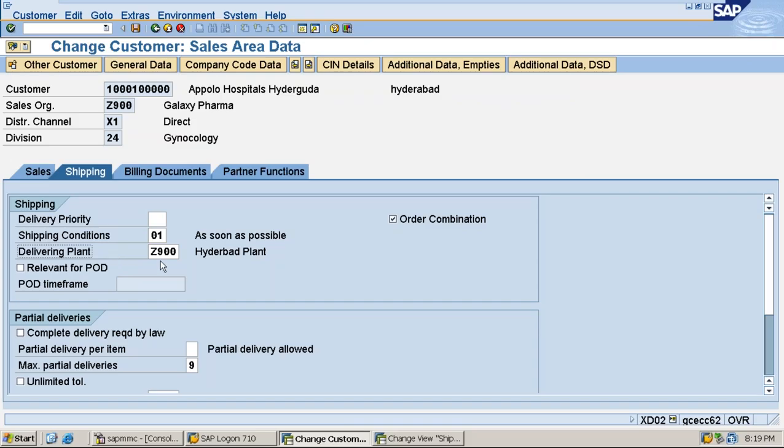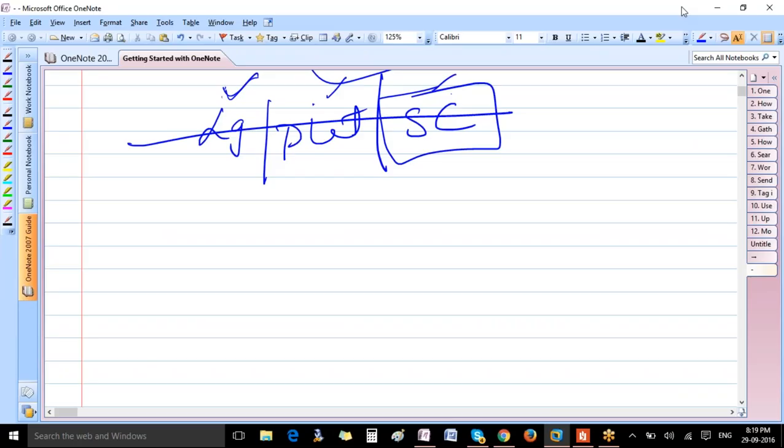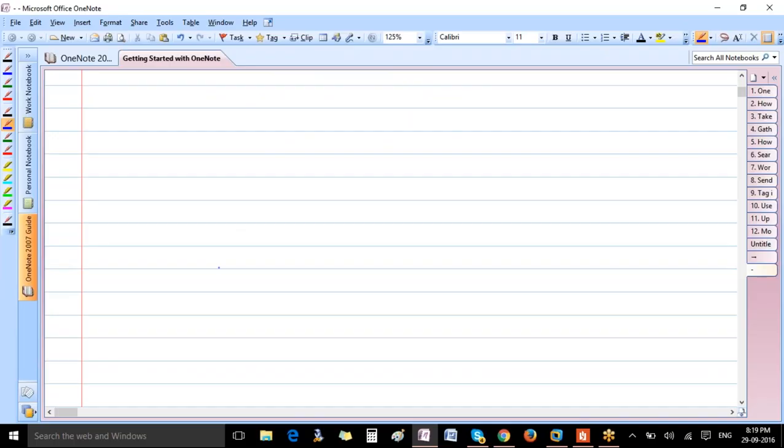Then next is delivering plant. If you remember, I have told you that plant is termed differently, like manufacturing plant, storage plant, delivering plant. But obviously when it comes to sales and distribution, it's always a delivering plant. So any customer should be assigned to one plant. Suppose I am a customer who is in Hyderabad. My company Maruti, suppose, has plants in Haryana and a plant in Chennai.